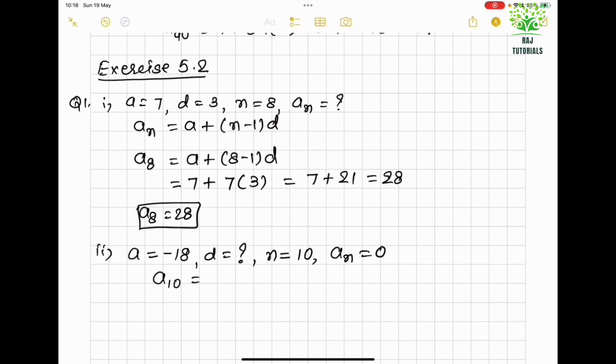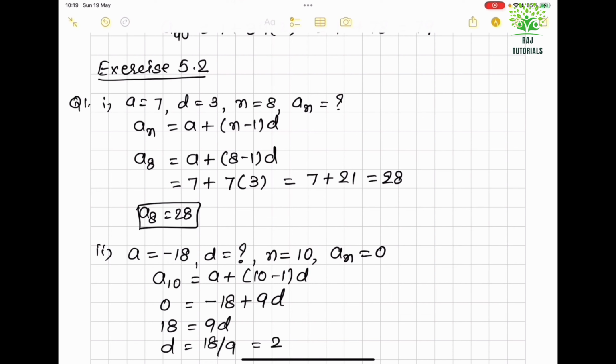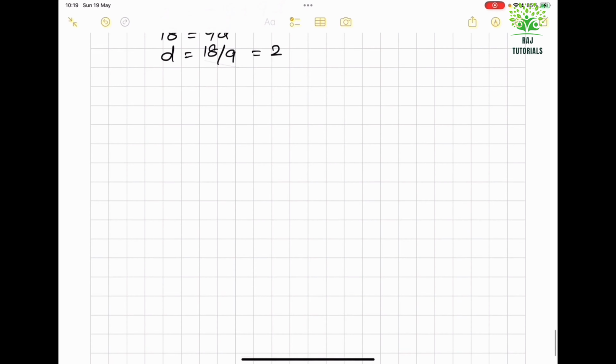Again, A10 will be A plus 10 minus 1 D, because N is given as 10. So A10 is 0, equal to A which is minus 18, plus 9D. If I bring minus 18 to this side, so 18 equal to 9D. D will be 18 by 9. So D will be 2. Therefore D equal to 2.